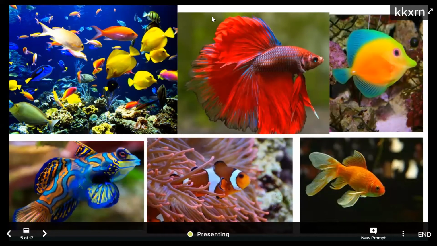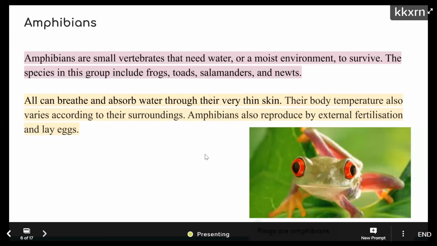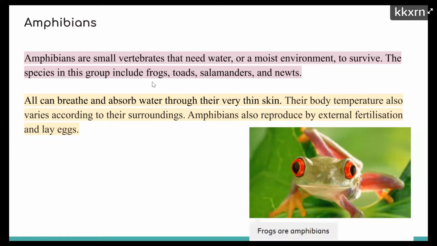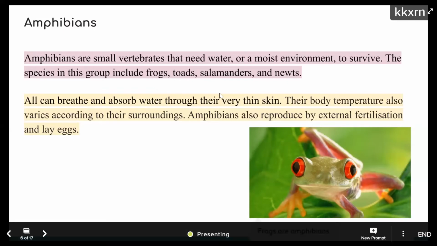Okay, let us continue with the second group, which is amphibians. Now, amphibians are small vertebrates. They can live both in water habitats and in land habitats, but they need a moist environment to survive, okay? They have some adaptations which help them to breathe both in water and on land. When they are in water, they breathe through their skin, okay? They have a thin skin, which is able to absorb the dissolved oxygen in water.